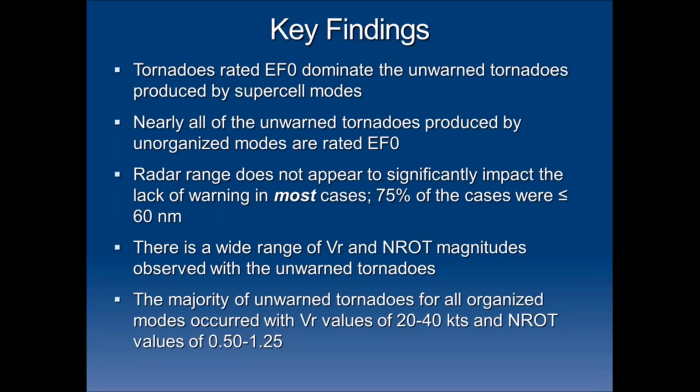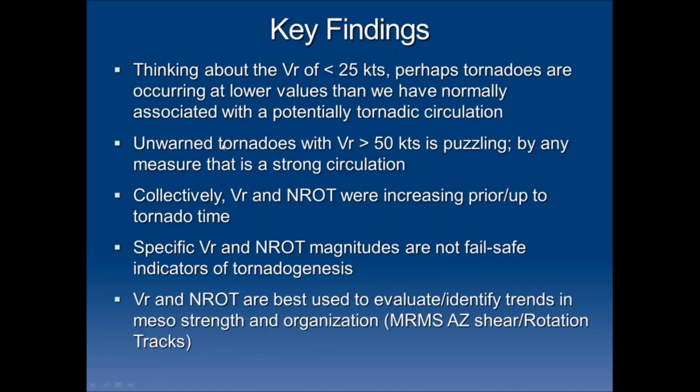Looking at the VSABAR values and normalized rotation magnitudes observed with the unwarned tornadoes, we saw that there was a wide range of magnitudes. It seemed like the majority of the unwarned tornadoes for all the organized modes occurred with VSABAR values between 20 and 40 knots, and normalized rotation values between 0.5 and 1.25. Again, a pretty big range.